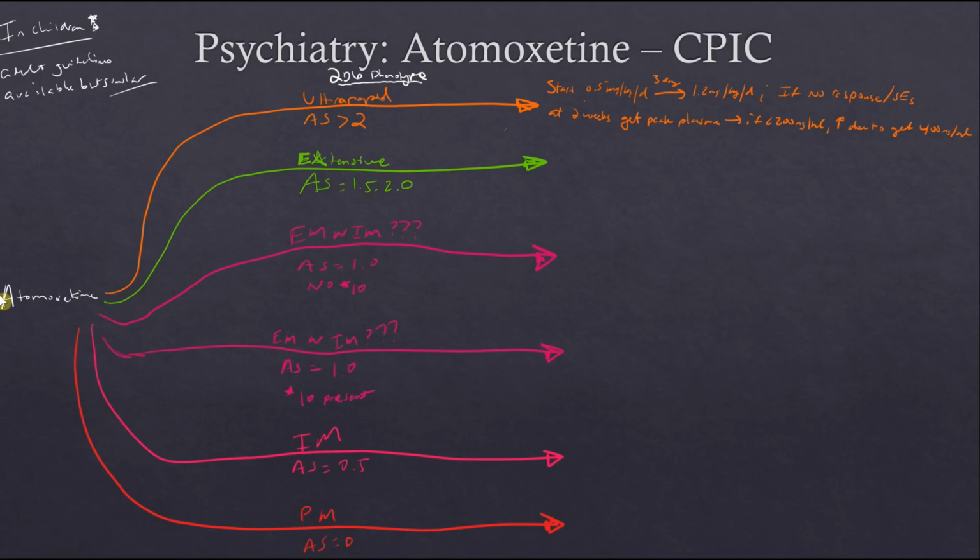And this one's pretty easy. It's the same as ultra rapid. So if you have an activity score of 2 or 1.5 to 2, making you ultra rapid or extensive, you have the same recommendations we just talked about. Now let's take a look at what the recommendations are for this first extensive or intermediate metabolizer. Really, it's arguable in the literature whether or not you're an extensive or an intermediate. This one's specifically defined by an activity score of 1.0 with no star 10 allele. Let's see what that looks like.